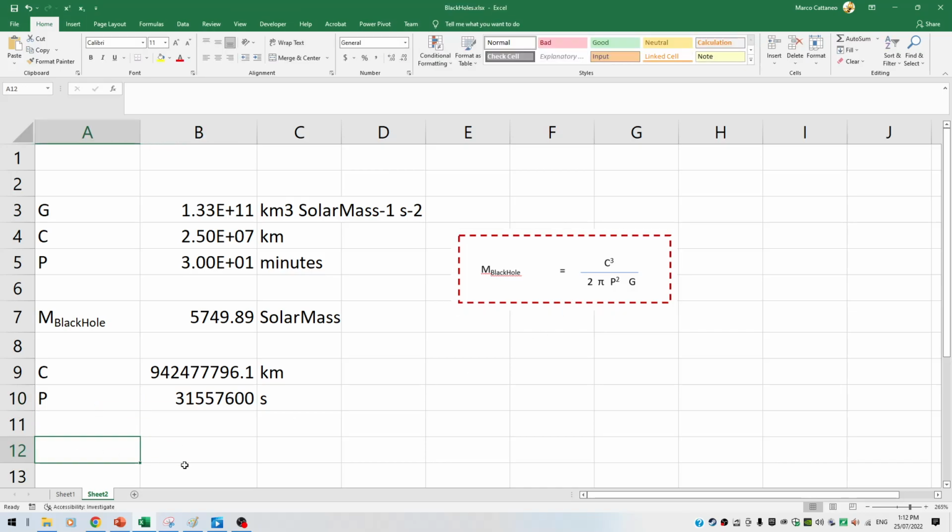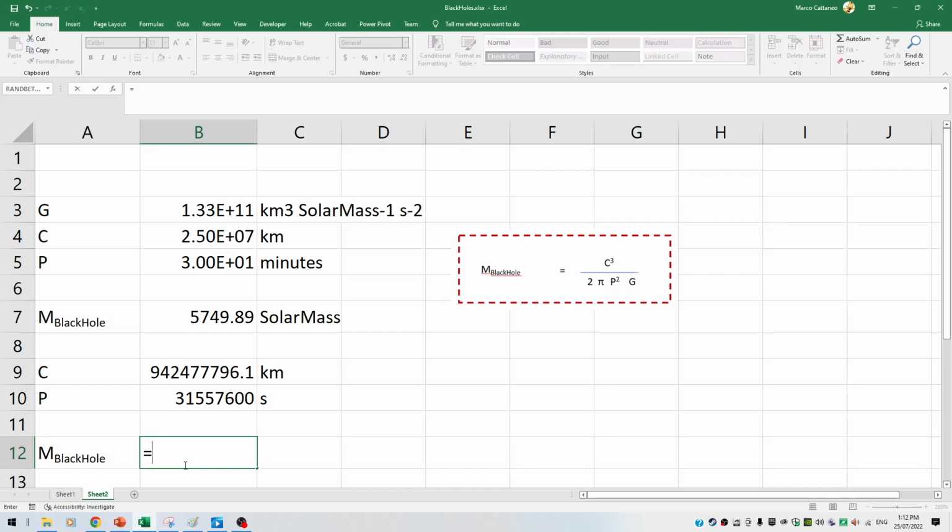What do we get? So then the mass of our black hole, actually I will copy this, I'm lazy, so Ctrl C and Ctrl V. The mass of our black hole equals c to the power of 3 divided by, opening bracket, 2 times pi times that to the power of 2 times G, closing bracket. Now what am I expecting?